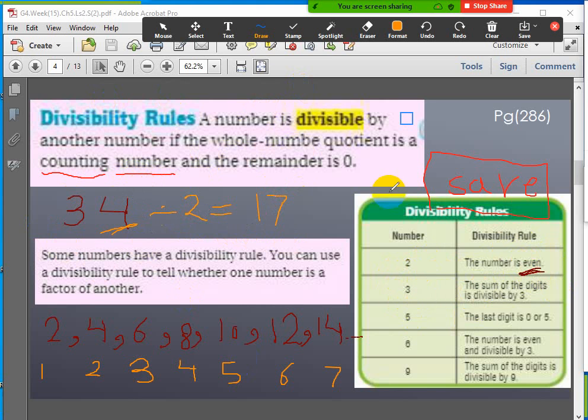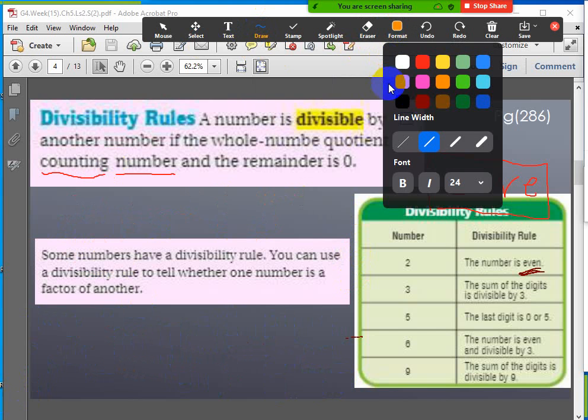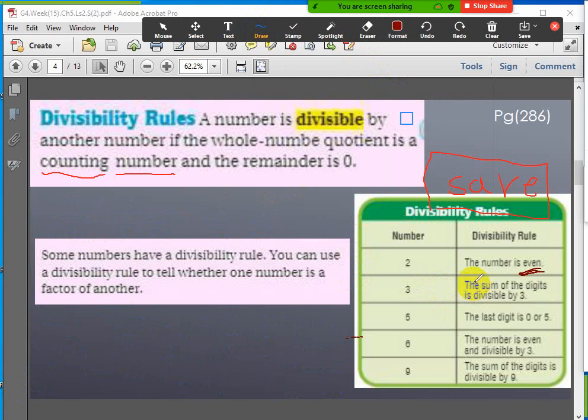Also, if I want to know if this number is divisible by 3 or not, how will I know that? Look, the divisibility rule told me that if the sum of the digits is divisible by 3. What does that mean? I will give you an example. Look at this number, 72, which is written in this example next to the table. So is 72 able to be divided by 3 or not?